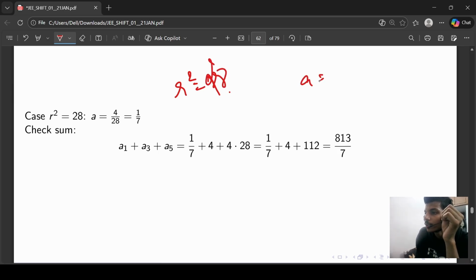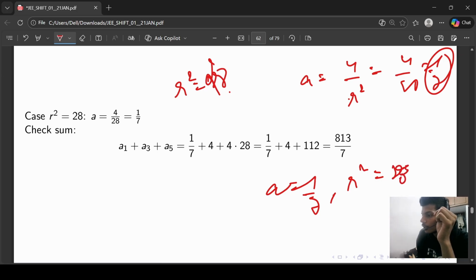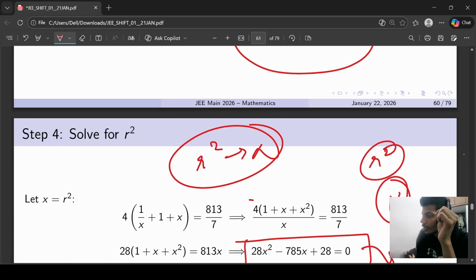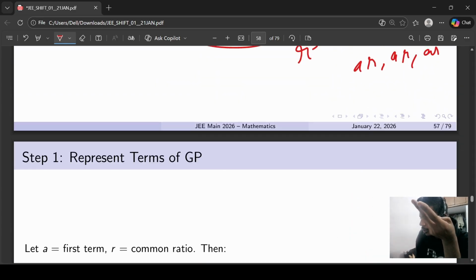So what we have to do is simply keep r square equal to 28. The value of a is equal to 4 by r square, we know from a3, and it is simply 1 by 7. So we get the value of a as 1 by 7, and we get the value of r square as 28. Okay, let's see what we have to find out in this question. We came to know about both things. We know the value of a, we know the value of r. Now see, let's see what we have to find out.